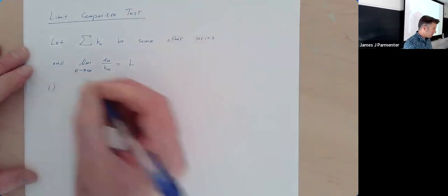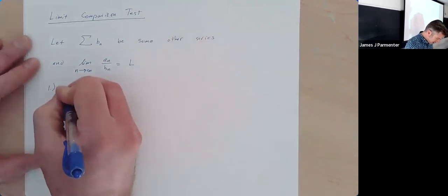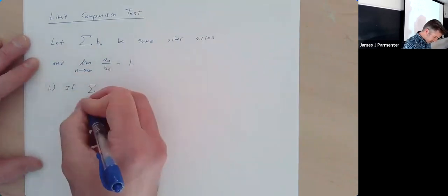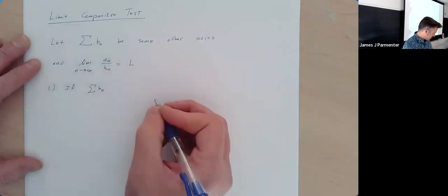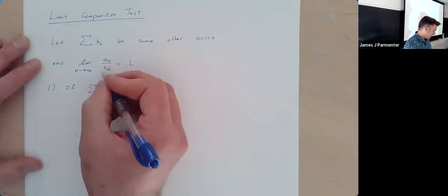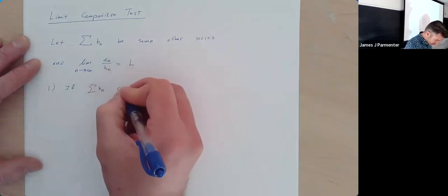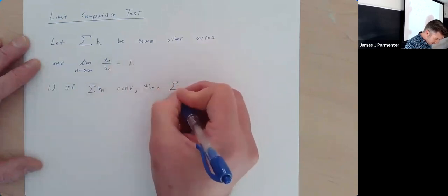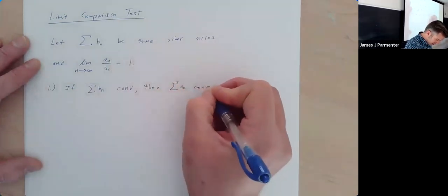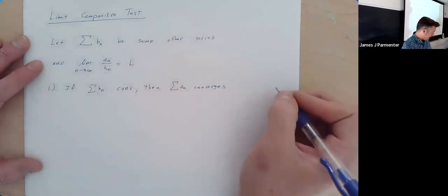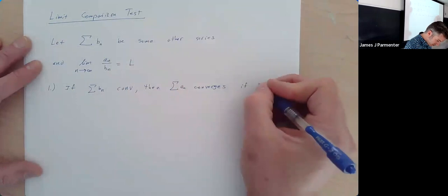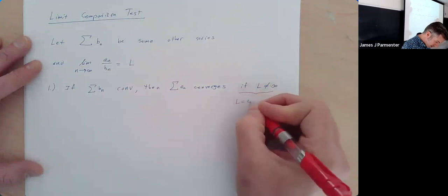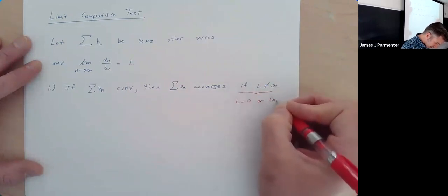So there are two results. Result one: if the lower series, the sum of b sub n, is convergent, then the top series is also convergent as long as L is not infinity. Meaning L could be 0 or some finite non-zero number.